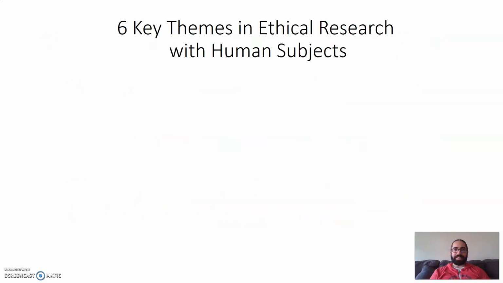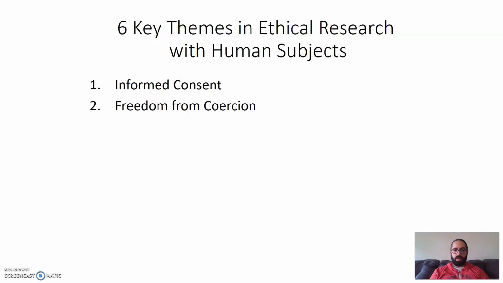In general, there are 6 key themes in ethical research with human subjects, and these themes are present in the application process. These themes are informed consent, that is, subjects should be treated as autonomous agents who can make decisions about whether they want to participate in research. They should not be coerced to participate in research.